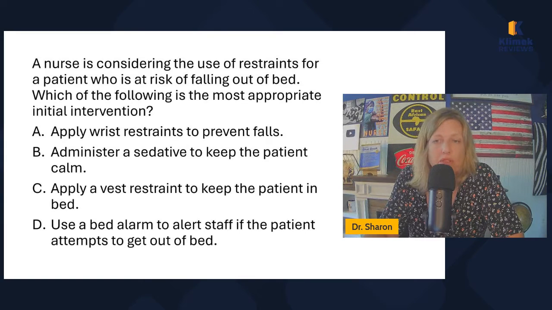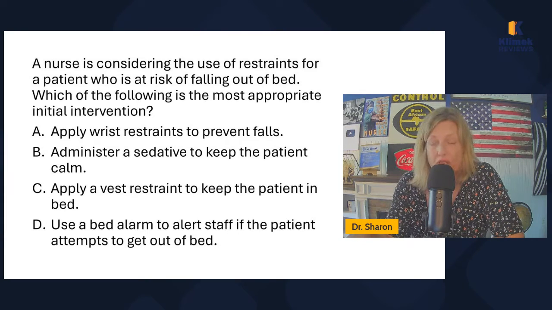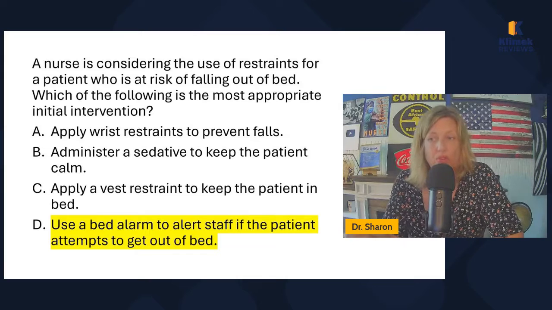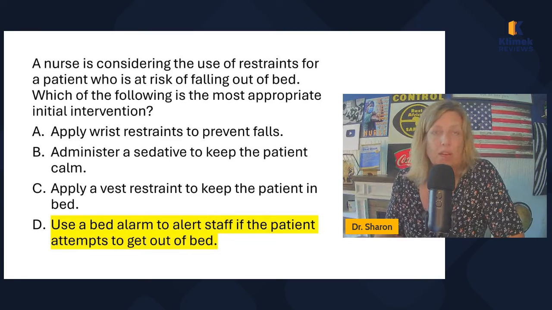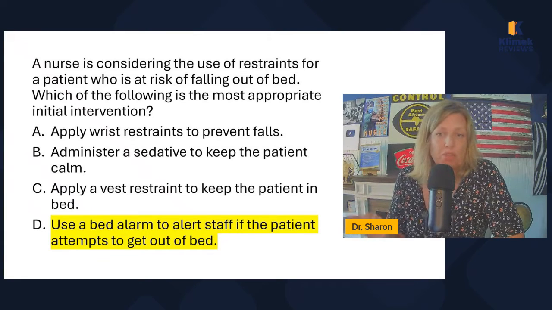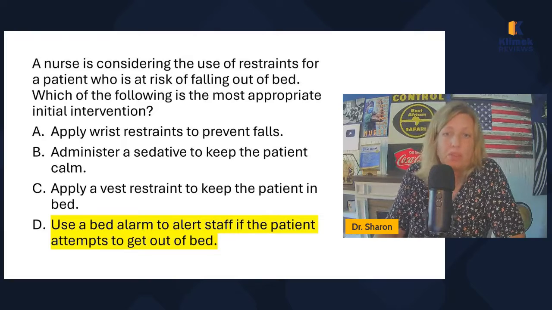Okay, apply wrist restraints to prevent falls, administer a sedative to keep the patient calm, apply a vest restraint to keep the patient in bed, or use a bed alarm to alert staff if the patient attempts to get out of bed. So we're always supposed to use the least restrictive method first, and we're supposed to be able to identify what we used first. And so the bed alarm is less restrictive than wrist restraints or vest restraints. Sedative is a restraint. So the bed alarm is not a restraint. So I'm going to use the non-restraint before I use any of the restraints, because A, B, and C are all restraints.